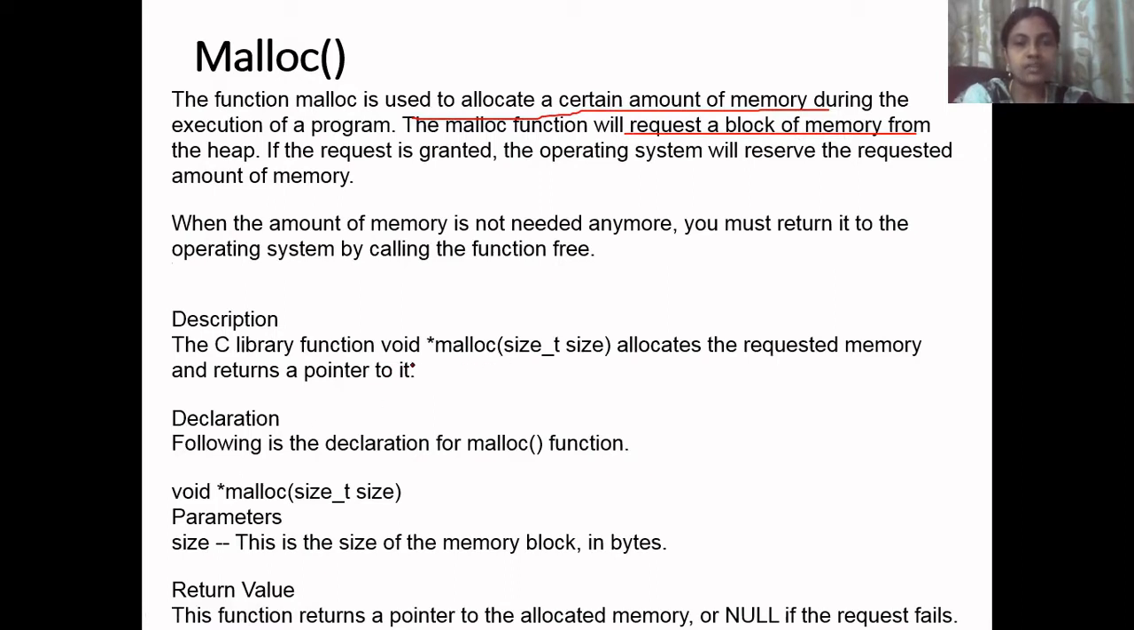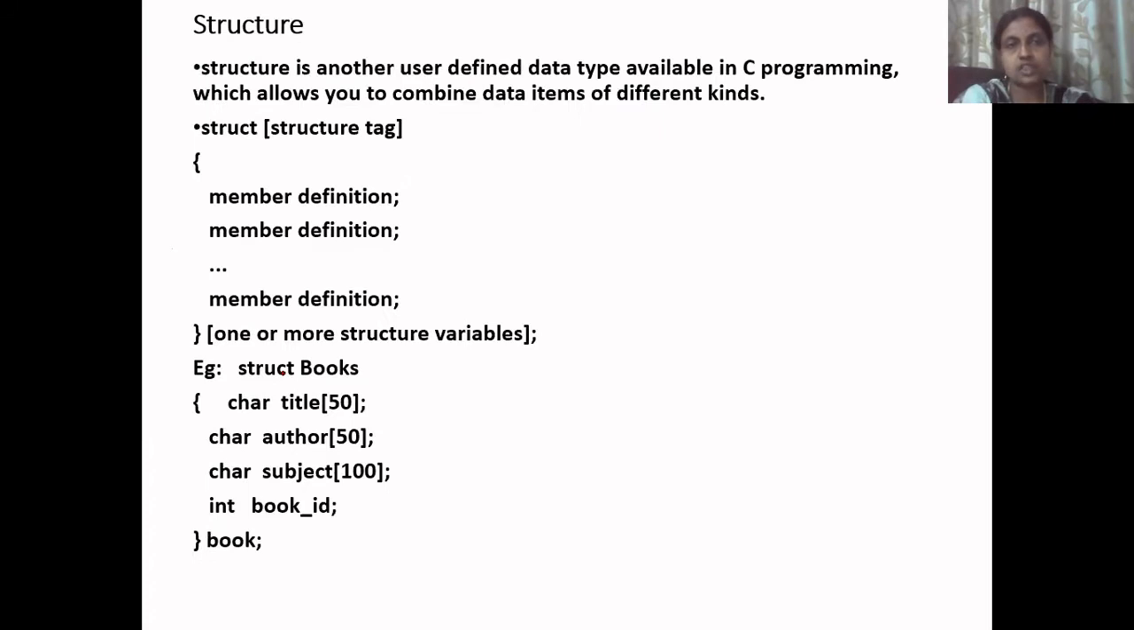Usually this is the way we declare malloc. You need to specify an asterisk, because actually it is a pointer variable. Then malloc, sizeof(t), and then you specify the size. This is how we represent the malloc function. We will use this in our linked list program.